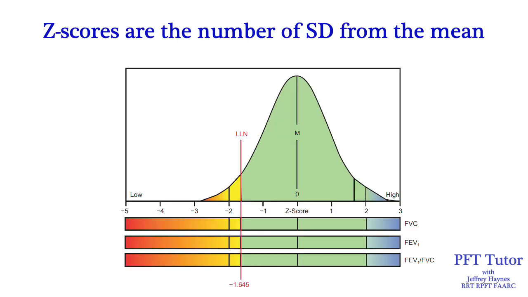A z-score is simply the number of standard deviations a measured value is from the center of the bell curve. Therefore, the center of the bell curve, the mean or predicted or median, has a z-score of 0, as shown here. If a recorded forced vital capacity, for example, is 1 standard deviation below the center of the bell curve, the z-score would be -1. If a recorded forced vital capacity is 1 standard deviation above the center of the bell curve, the z-score would be +1.